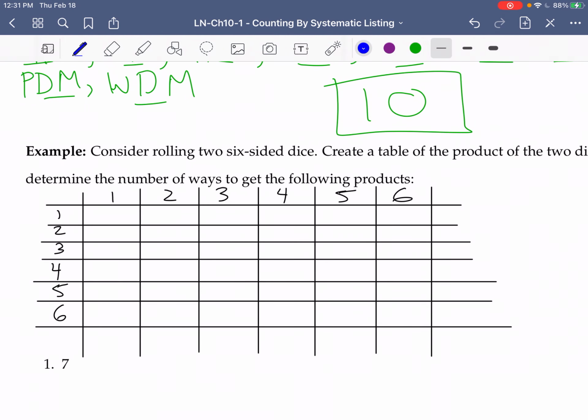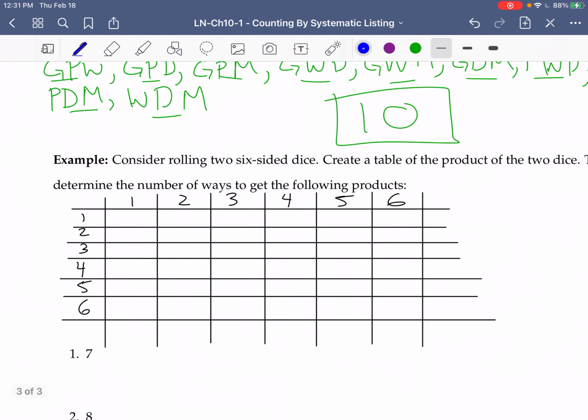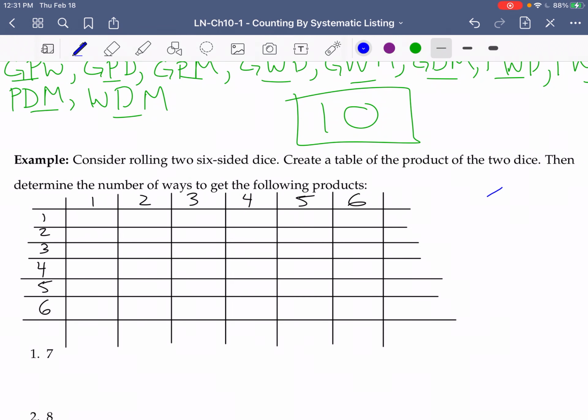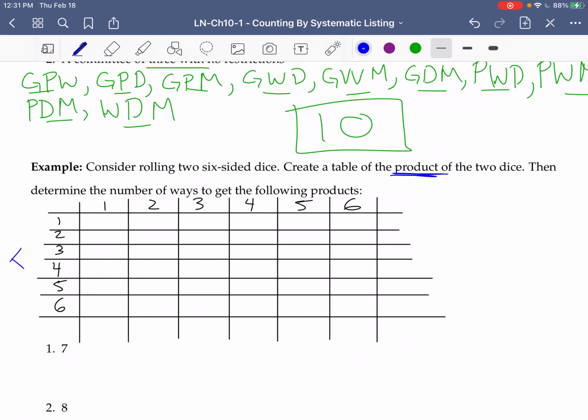In this example, we're going to create a table to count the number of ways that we can get the product, in particular products, when we roll two six-sided die. And so here, our first die could have either 1, 2, 3, 4, 5, or 6 come up. Our second die could either have 1, 2, 3, 4, 5, or 6 come up.